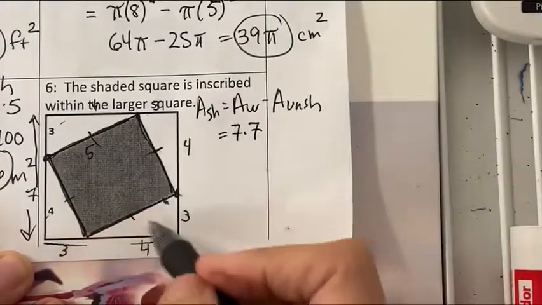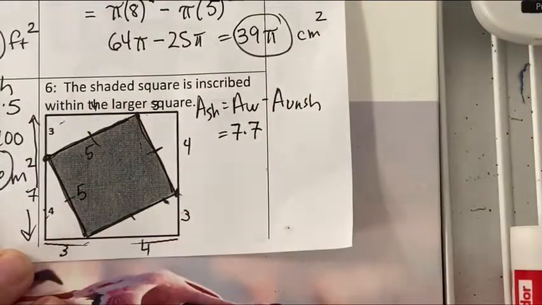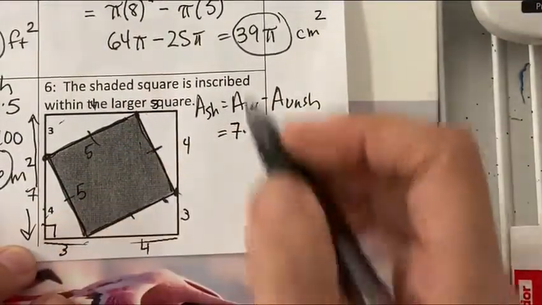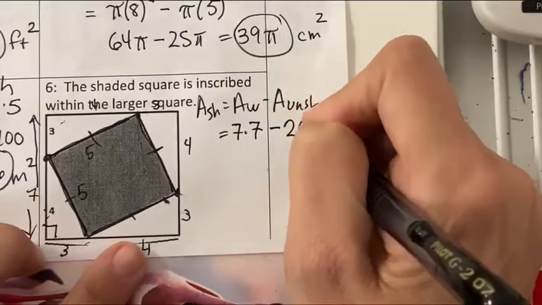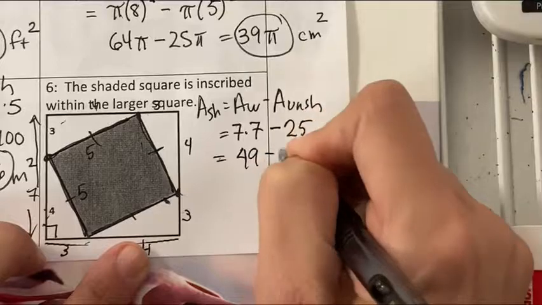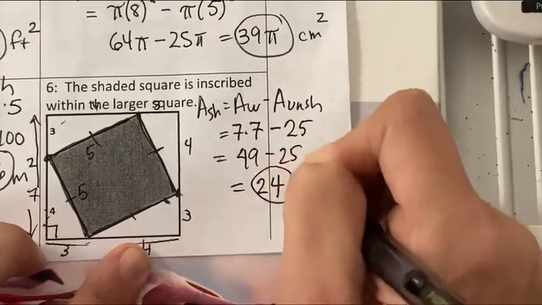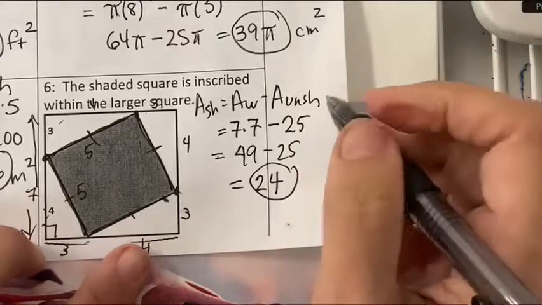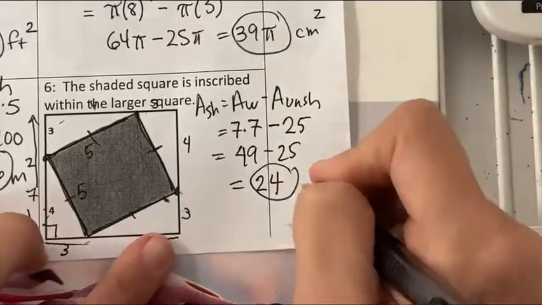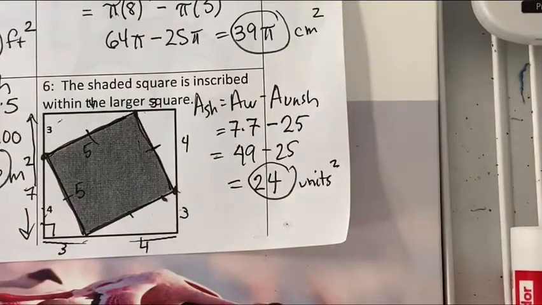What is the area of the unshaded region? Well, this is a 5 by 5 because this is a 3, 4, 5 triangle, right? So that would be 25. So I have 5 times 5, right? So 49 minus 25 gives me 24. Units. They didn't give me units, so I could just say units squared. I don't know if they're centimeters or inches.